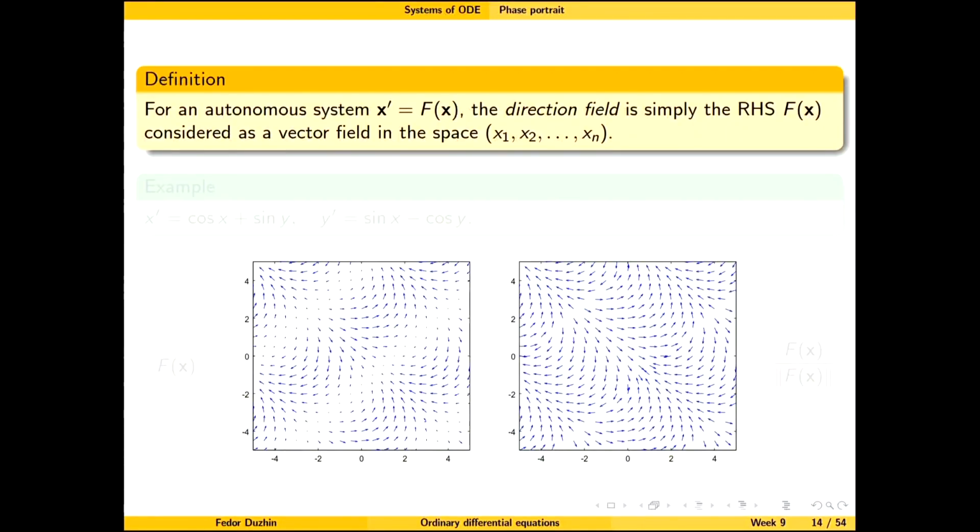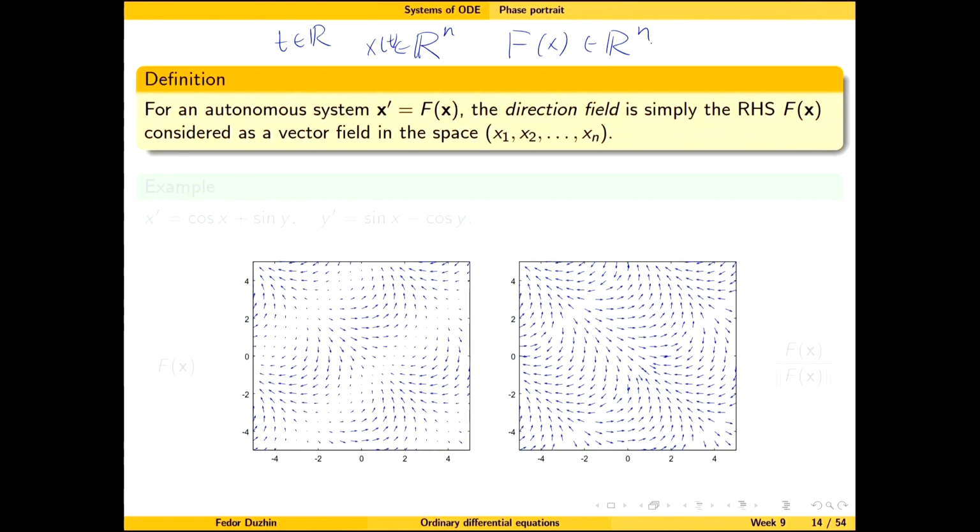Now, if we have an autonomous system of differential equations, here the unknown function is x, and its value belongs to a vector space. So in other words, this is x of t. So t is a real number and x of t is a vector. But then f of x, the right hand side of the differential equation, is also a vector.